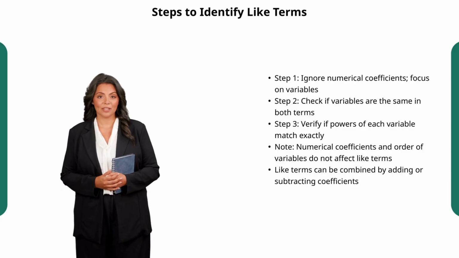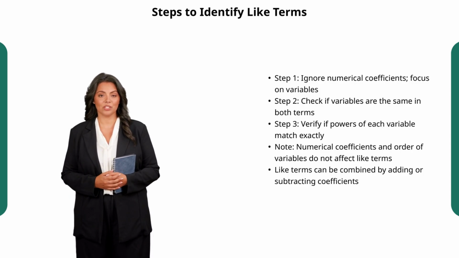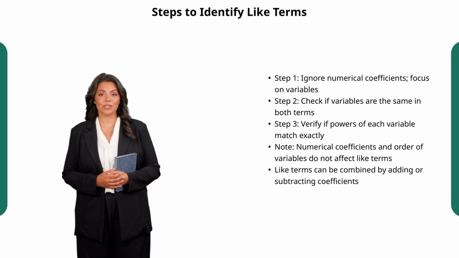To simplify algebraic expressions, accurately identifying like terms is crucial. Here are 3 simple steps to help you decide whether terms are like or unlike. First, ignore the numerical coefficients. For example, in 3x and 7x, we focus on the x part only.